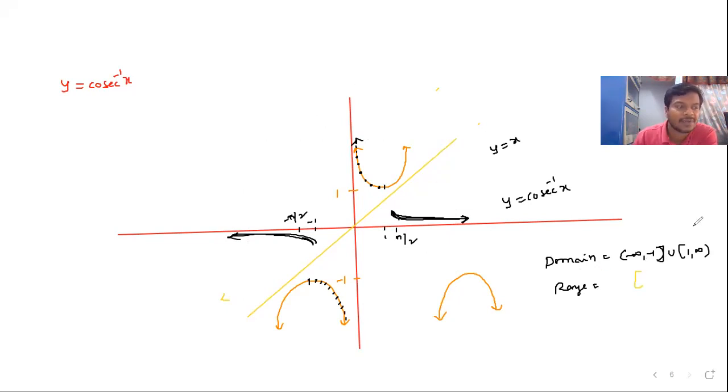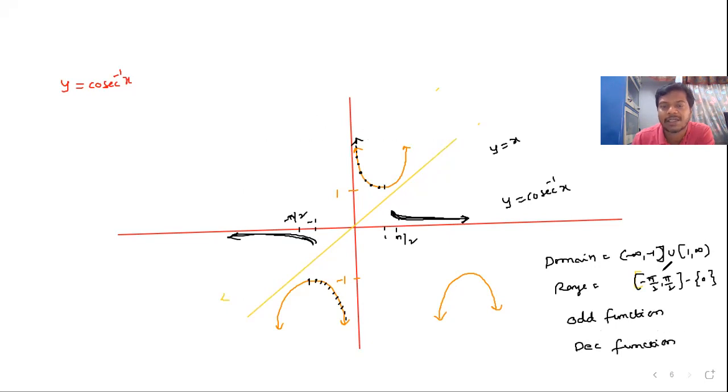Range of this function is from minus pi by 2 to pi by 2, but not 0. And it is an odd function also, and clearly it is a decreasing graph, right? And also it is a decreasing function on its domain.